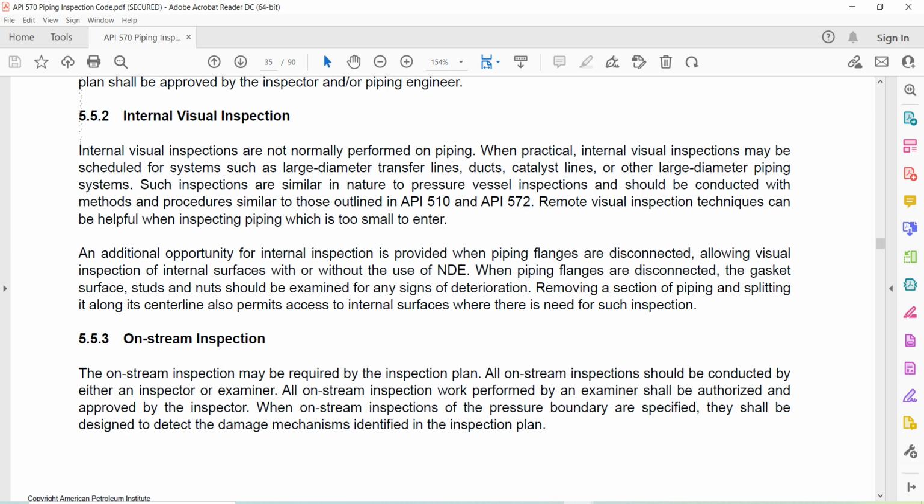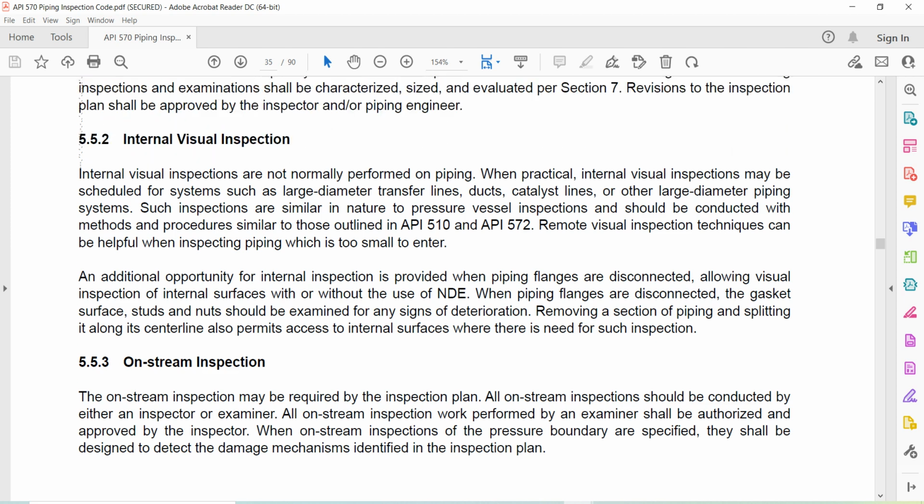On-stream inspection. On-stream inspection may be required by the inspection plan. All on-stream inspections should be conducted by either an inspector or examiner. All on-stream inspection work performed by an examiner should be authorized and approved by the inspector. When on-stream inspections of the pressure boundaries are specified, they shall be designed to detect the damage mechanism identified in the inspection plan.